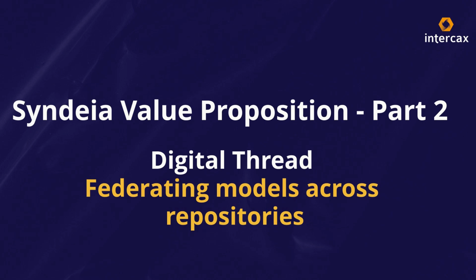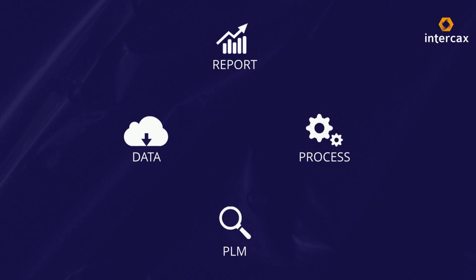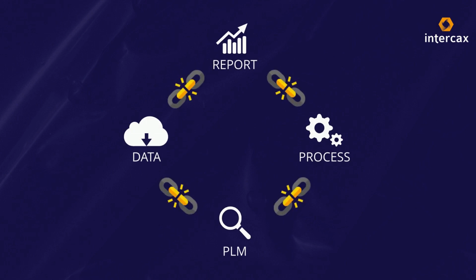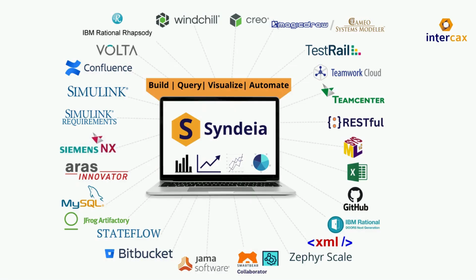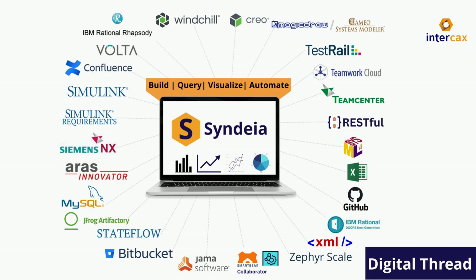In Part 1, we described the problem of distributed data in designing complex systems. But how do we overcome it? We could consolidate all of the information about the system into a single database, but Syndeia offers a more practical approach. Leave the information in the individual models in which it is created and used, and federate it, tying it together into a single unified whole, a digital thread.